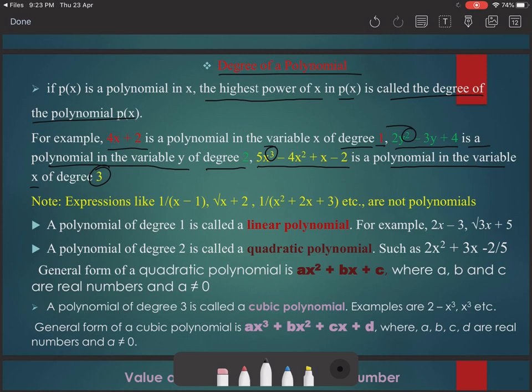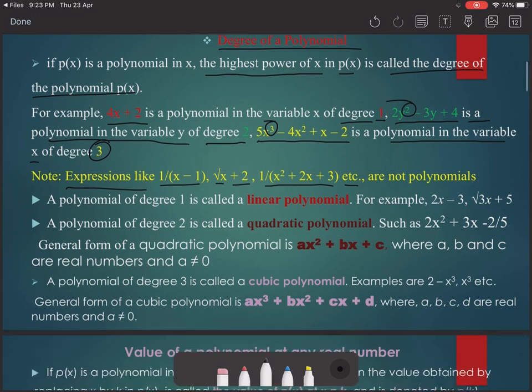Now, you know expressions like 1 upon x minus 1, under root x plus 2, 1 upon x square plus 2x plus 3. These types of expressions are not polynomials. In a polynomial, the power of the variables is always non-negative. Okay.